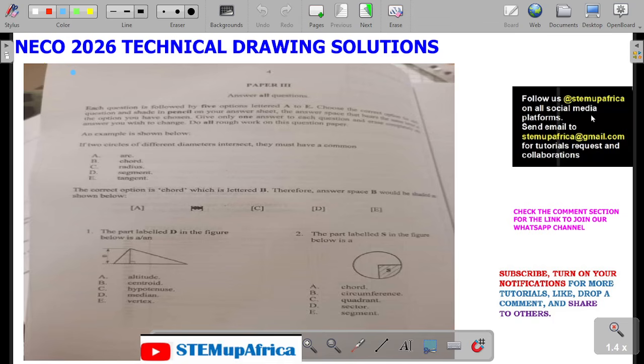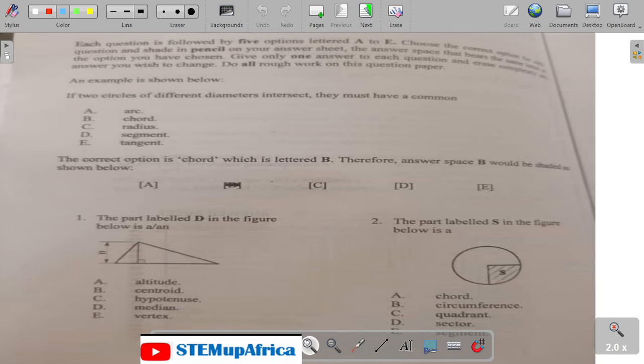So we are looking at Technical Drawing NECO 2026, the objective parts. Let's answer the first 50 questions and see what we have here. So let's go to question 1. Question 1 says the part labeled D is what? What we have here is a triangle. So, one right angle triangle and two right angle triangles. So the height, part D, is the altitude of the triangle. So number 1 is A.